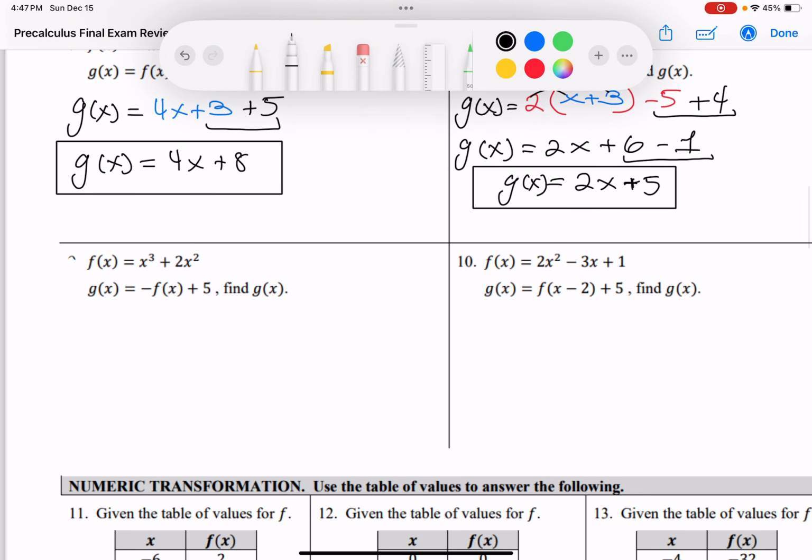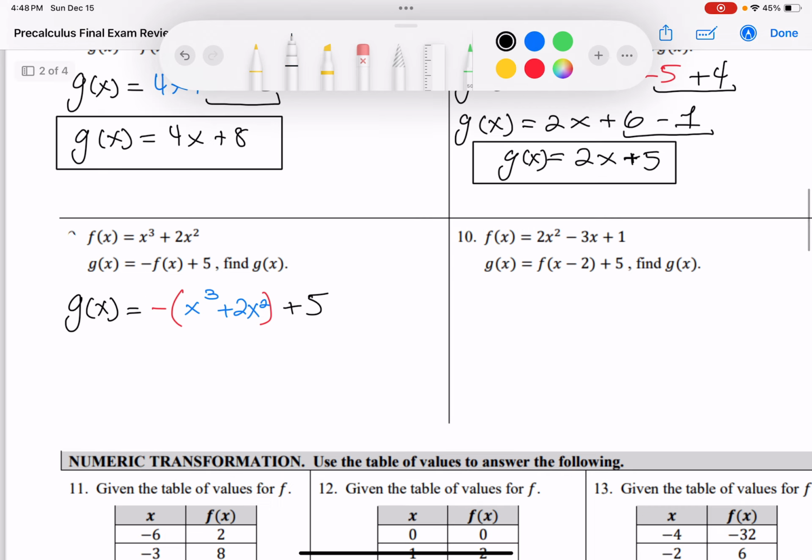So now we have this one. f of x equals x cubed plus 2x squared, and g of x equals negative f of x plus 5. So we know f of x is x cubed plus 2x squared. So g of x equals negative f of x, but I'm going to put parentheses because f of x is x cubed plus 2x squared. And then on the outside, we have a plus 5.